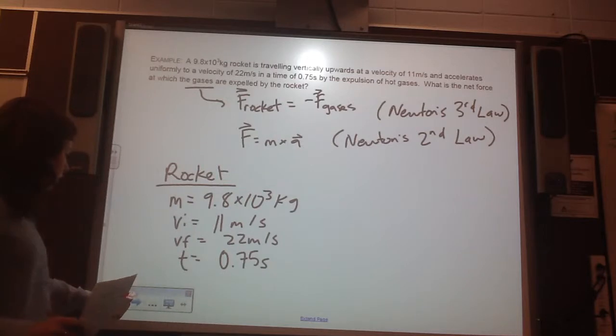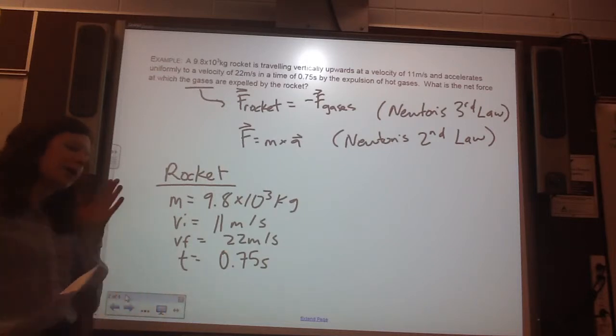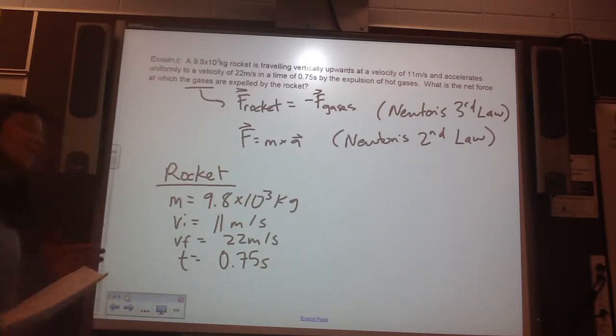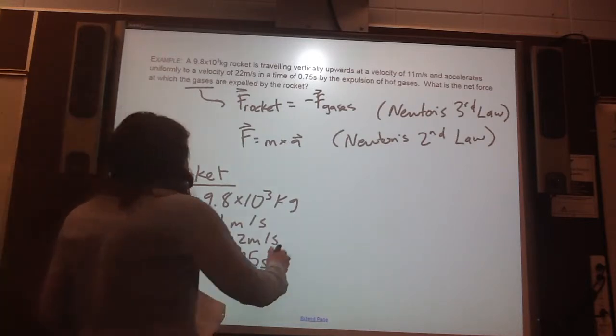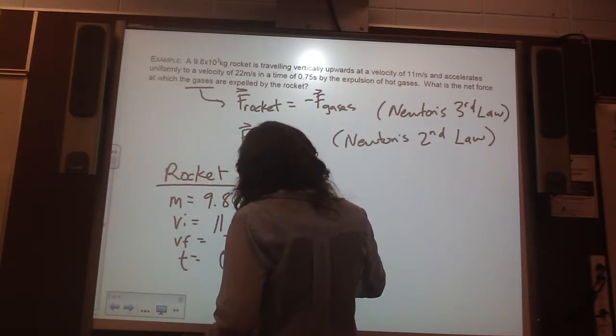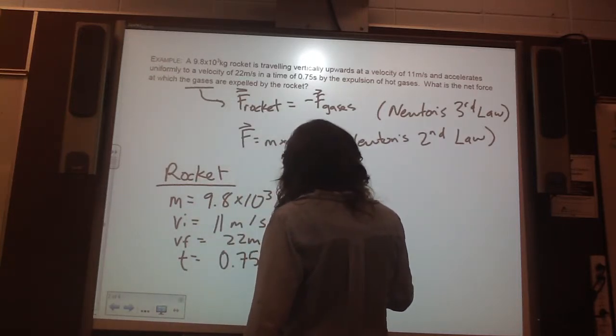Now you may wonder, do I use my acceleration due to gravity? No. We only use acceleration due to gravity when something is falling. This rocket is not falling, it is being propelled upwards. So we need to find acceleration. We've been given the initial and final velocity and the time it takes. This is all information that can lead us to finding the acceleration of the rocket.